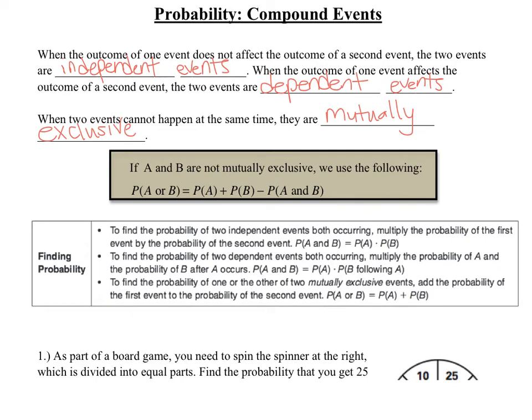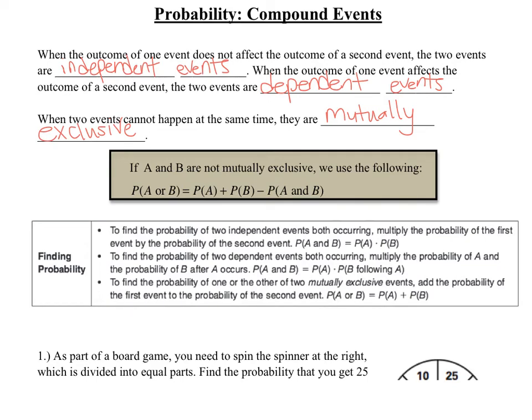So recap for finding probability. To find the probability of two independent events both occurring, you multiply the probability of the first event by the probability of the second event. So if they don't affect each other, you can just multiply their separate probabilities.